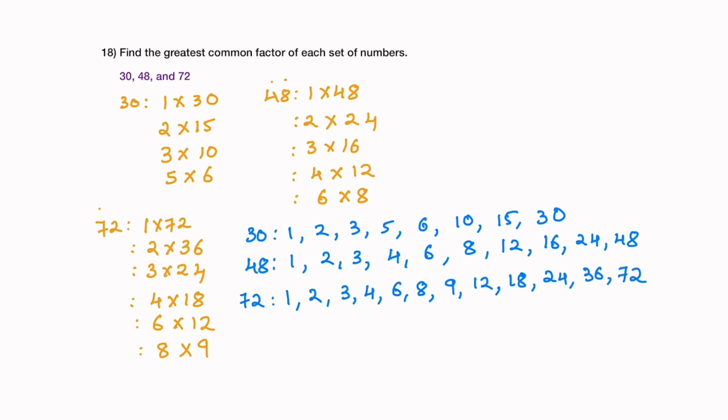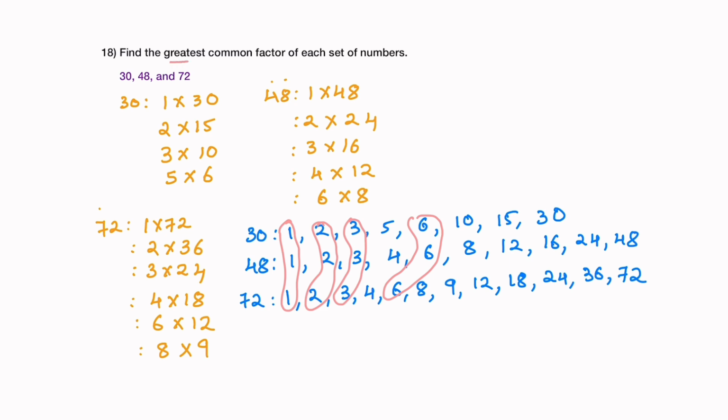So let's first do the common factors, then we find the greatest one from that. 1 is common, 2 is common, 3 is common, 4 is not, then 5 is not, then we have 6 here, then 8 no, 9 no, 10 no, 12 no, then next number is 15, it's not, then 16 is not, 18 no, then next number is 24 no, then we have 30, it's not, 36 no. So these are the only common factors.